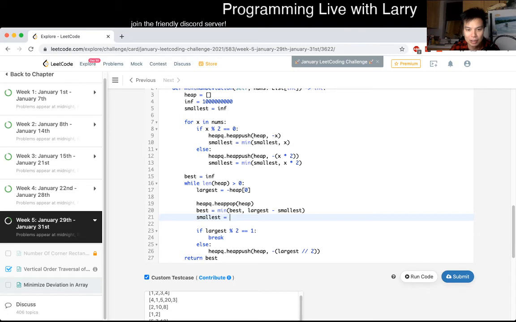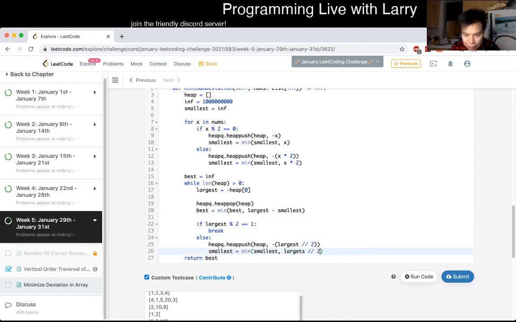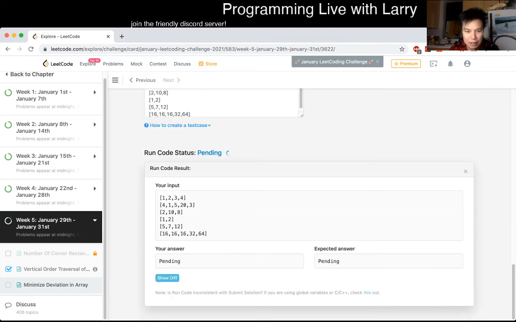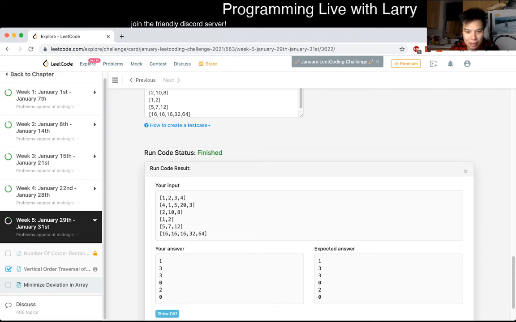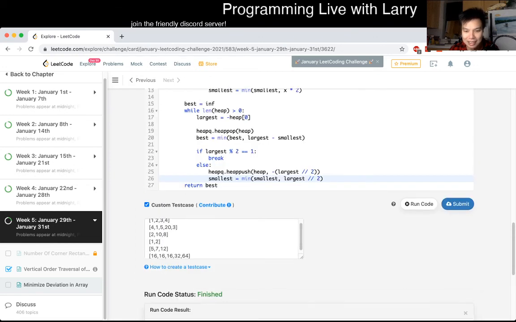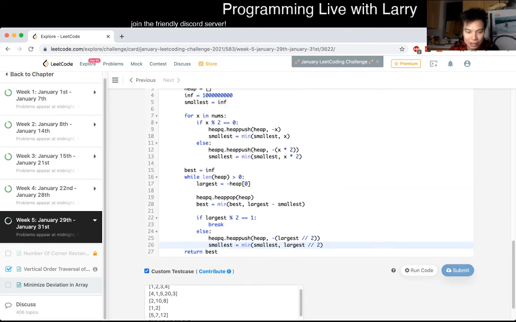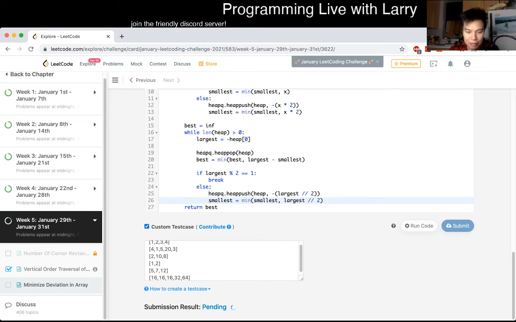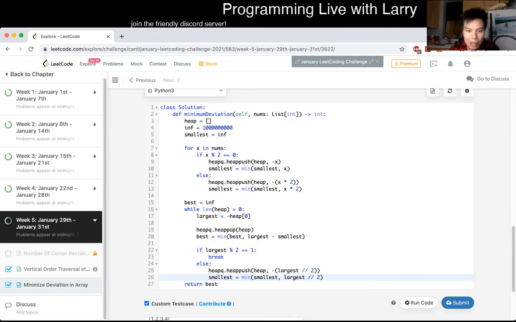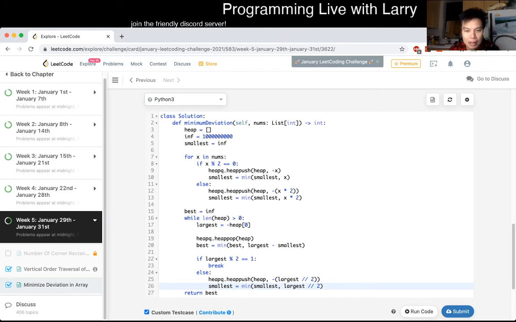So the smallest is equal to the min of the smallest and this thing, I think. So if the largest over 2, then the smallest becomes that. Okay, so that looks good. Good thing we tested then. Okay, let's give this a quick submit. And if it's right, we'll go over the complexity, and it's good. Yay. So we'll go over the complexity for each item.